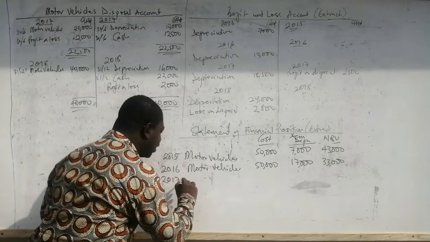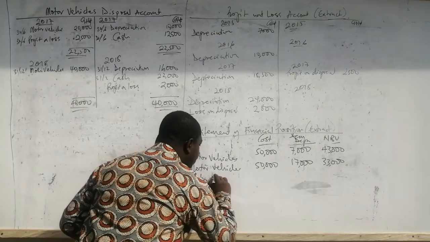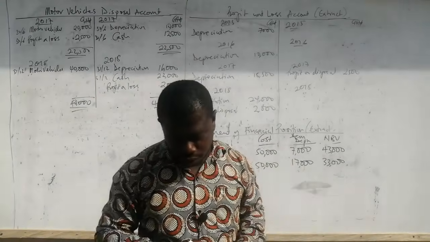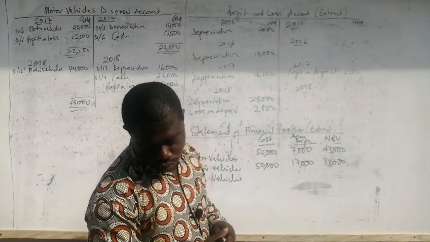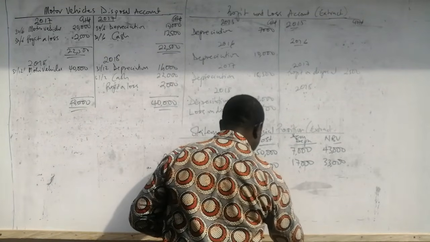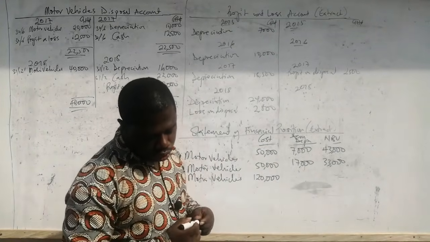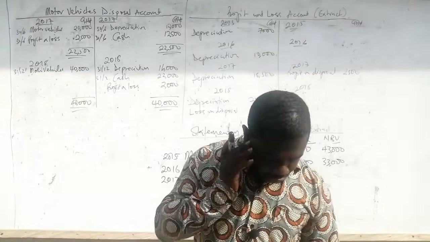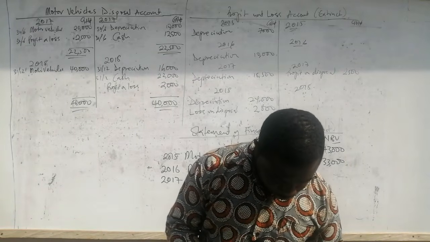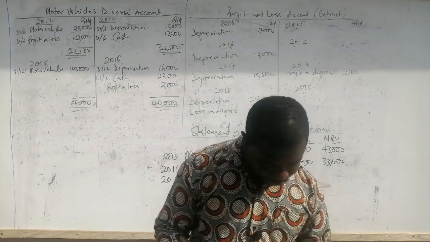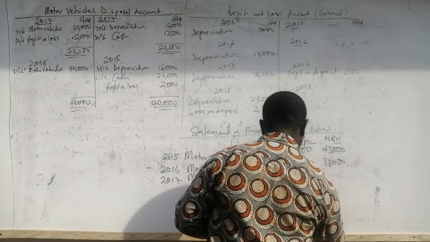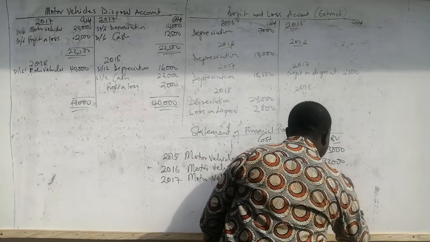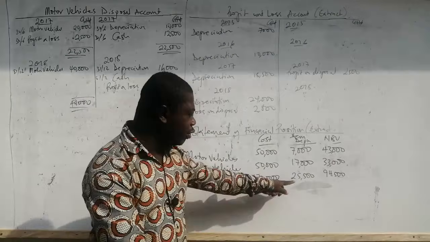We'll do the same for 2017. 2017 motor vehicles. Now, the balance carried down for the motor vehicle account in 2017 was 120,000. And the accumulated depreciation for the provision for depreciation account in 2017, the balance carried down was 25,500. And so the net book value will be 94,500. That is what you are going to get when you subtract this from that.